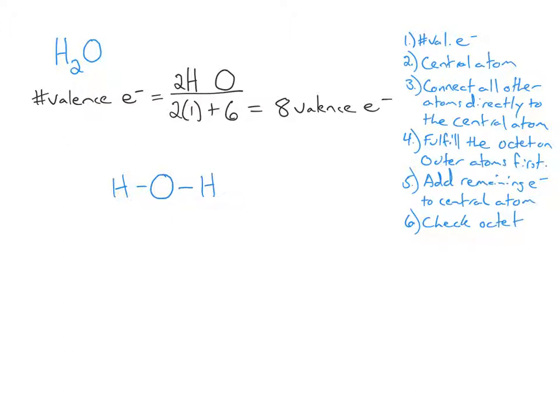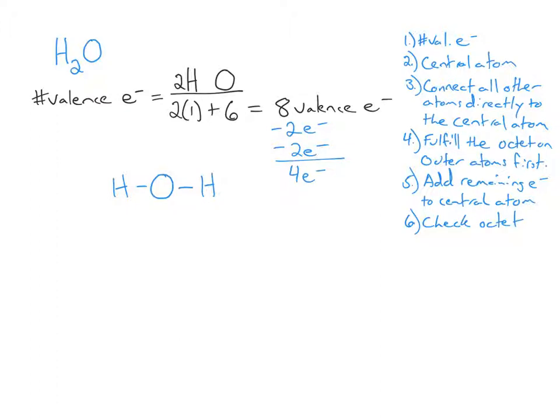Step 4 tells us to fulfill the octet on the outer atoms first. One thing I like to do is keep track of how many electrons I used. For every single bond I write, I subtract 2 electrons from my total. We drew 2 bonds, so that's 2 electrons here and 2 electrons here. Now we only have 4 electrons left over. So we can start putting those around the outermost atoms first.